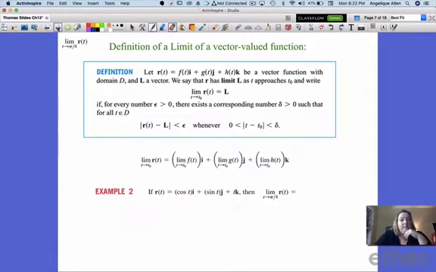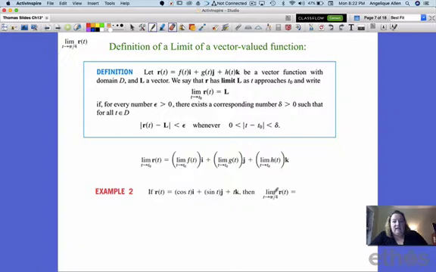All right. So the definition of a limit. So a new kind of function means we have to go through all the definitions. So the definition of a limit, here's our, of course, very formal definition of a limit that we reviewed earlier in the semester. And so the limit of r of t as t approaches t naught just means that you take that same limit of each individual component function. So look at example 2 down here.